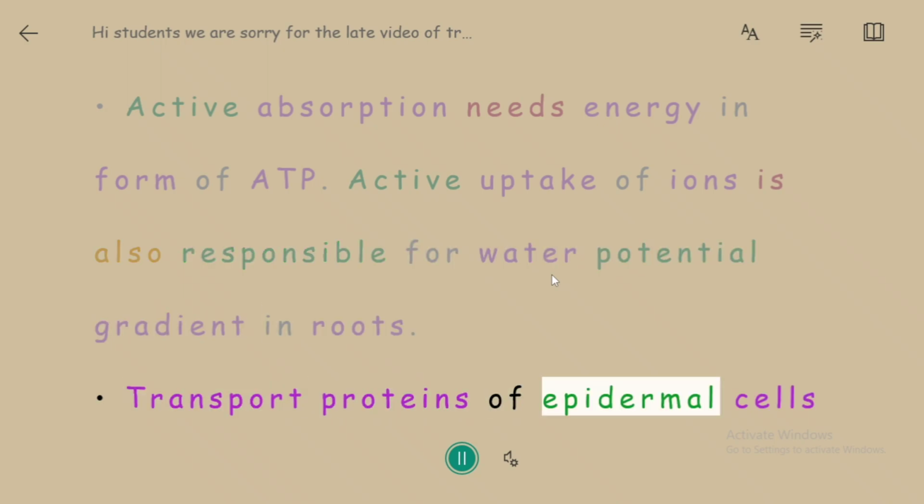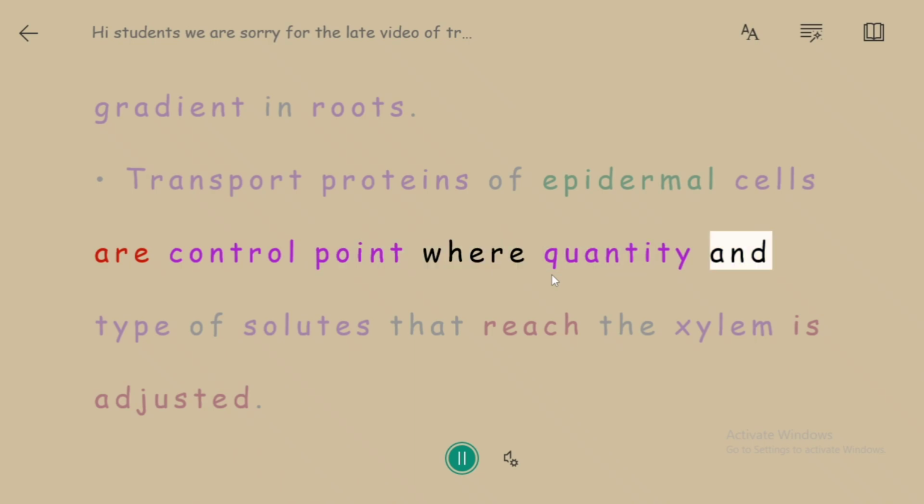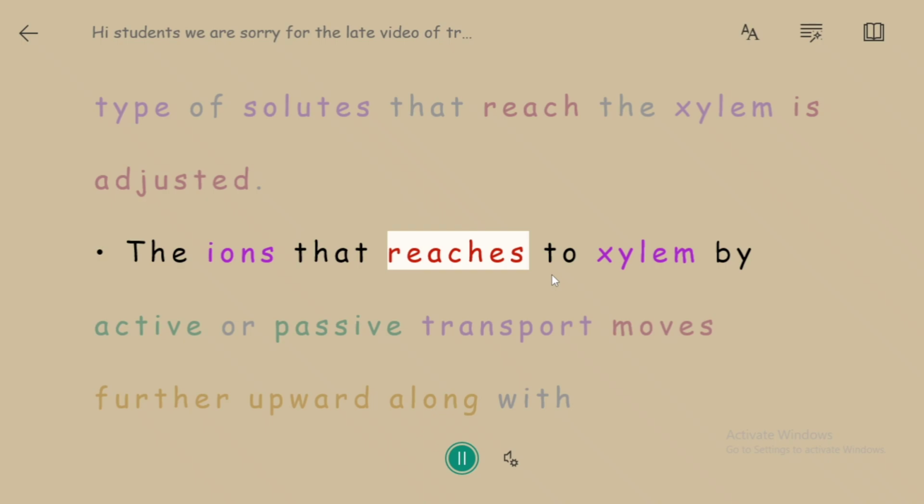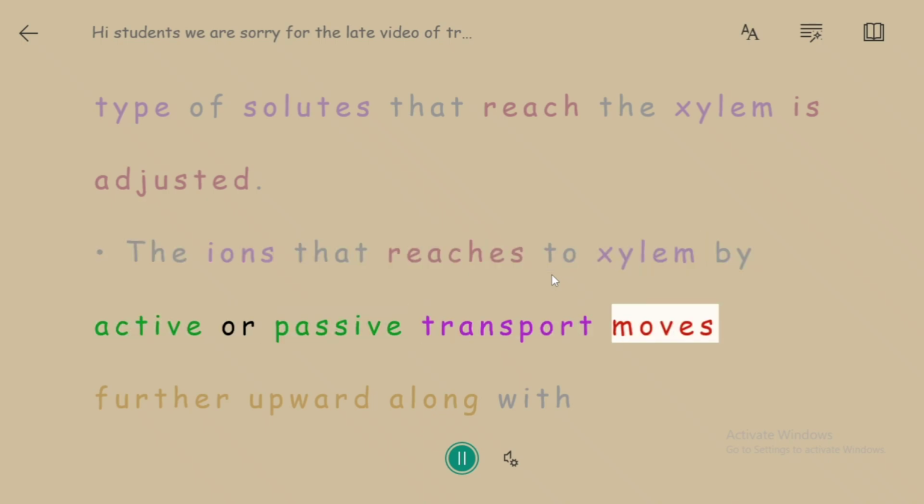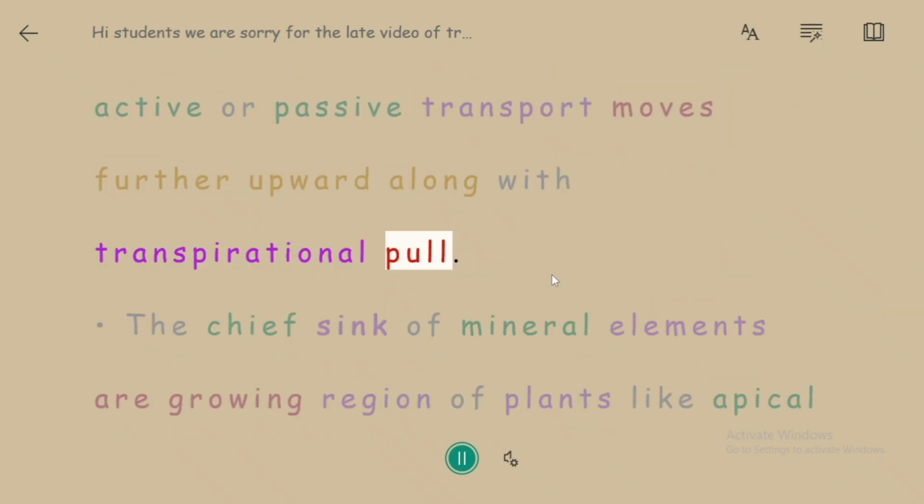Transport proteins of epidermal cells are the control point where the quantity and type of solutes that reach the xylem is adjusted. The ions that reach the xylem by active or passive transport move further upward along with the transpirational pull.